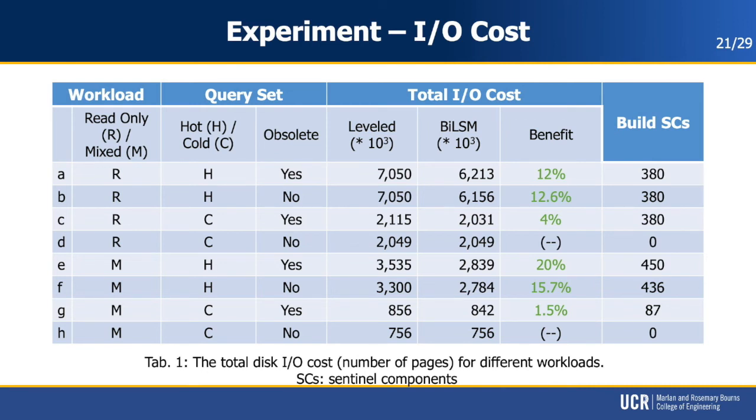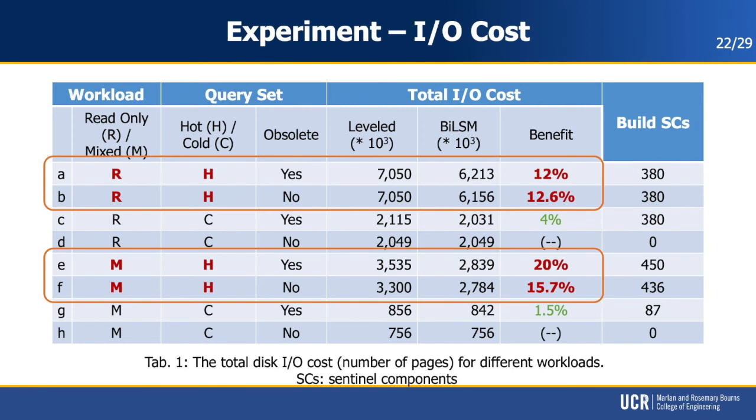We compute the overall disk I/Os to perform each workload, and compute how much difference there is between the leveled LSM tree and the bidirectional LSM tree. Overall, there are 8 different workloads. The bidirectional LSM tree almost beats the leveled LSM tree in every workload. The last column shows how many Sentinel components the bidirectional LSM tree built. The total cost also includes the building cost of Sentinel components. Overall, we found that when there are hot access ranges in the workload, the bidirectional LSM tree can save more than 10% of disk I/O compared to the leveled LSM tree.